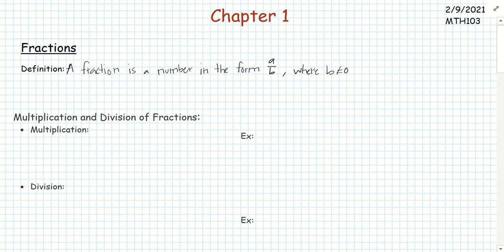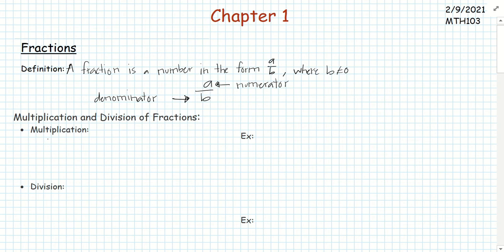So the fractions consist of two parts, two numbers. So we have a and we have b. So a is what we call the numerator, and b is what we call the denominator. You're probably going to hear me saying numerator, denominator a lot. So numerator is the number on the top, denominator is the number on the bottom. Okay? So now let's go ahead and talk about doing actual operations with fractions.